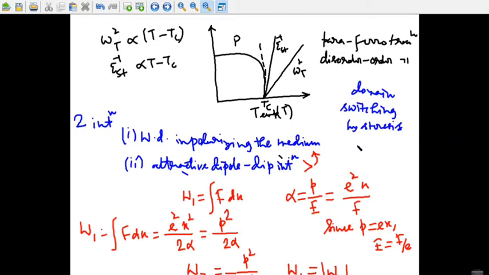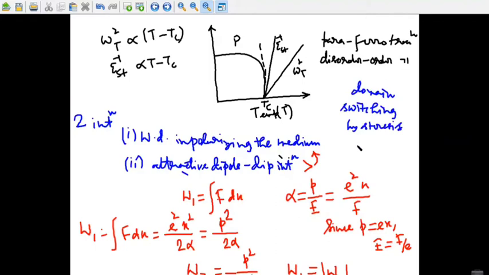So in the further steps, we have discussed that when a transition from the paraelectric to the ferroelectric phase takes place, it is accompanied by the appearance of spontaneous polarization. In principle, two interactions should occur in this transition. One is the work done in polarizing the medium, and the second one is the attractive dipole-dipole interaction. In order that the process be spontaneous, the lowering in energy from the attractive dipole-dipole interaction should be more than the energy absorbed in polarizing the medium.